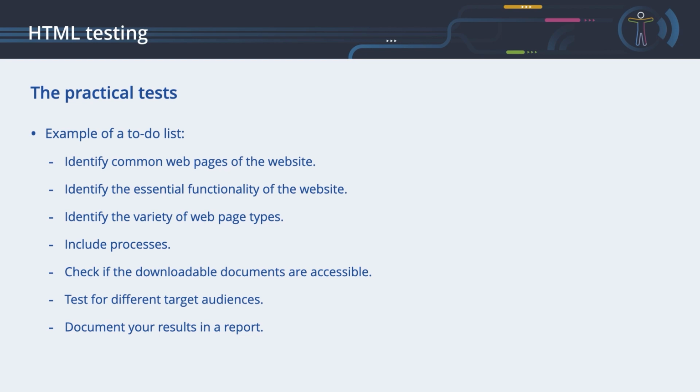Include processes. For highly interactive websites, discover typical processes and test them. What core functionalities need to be tested, such as online shopping? Check if the downloadable documents are accessible, for example, PDFs or Microsoft Word files. A website is considered to be accessible when all its components are accessible, including downloadable documents.